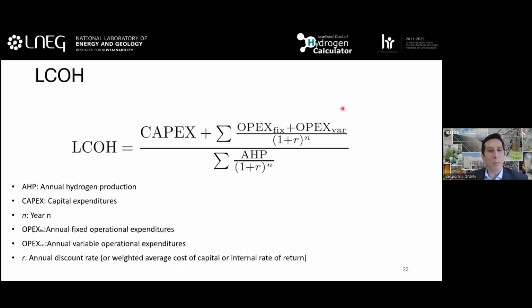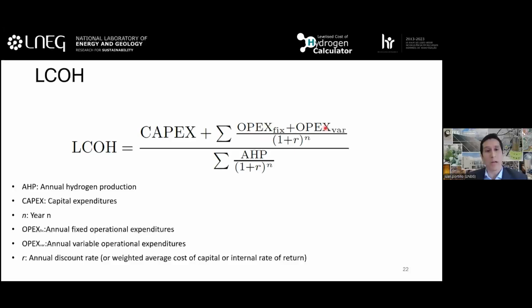The variable operational expenditure depends on production parameters, for instance, how much hydrogen I produce. And in here we put, for instance, the electricity, the amount of water that is needed, the amount of fuel, if we are transporting, for instance. Those are variable operational expenditures.